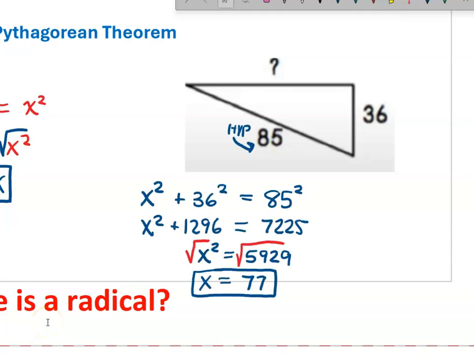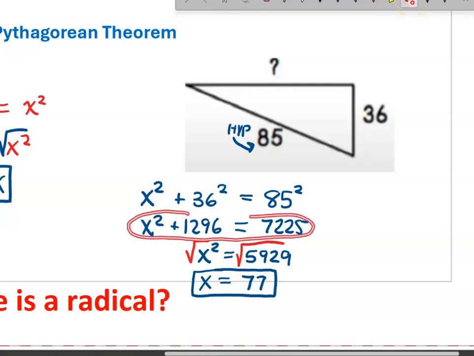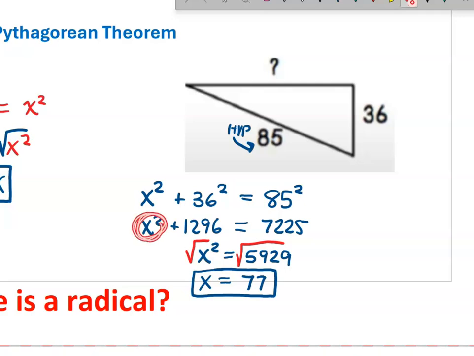All right, looks like hopefully you've had a chance to try this out. Take a look at the work here. The only thing that's a little bit different is at this step, and I didn't show it, but in this case, because the hypotenuse was known, we had to make one of my legs the variable. And in this case, we had to subtract the 1296 from both sides. So when you subtract it from both sides, you get 5929. You take the square root and you get 77.